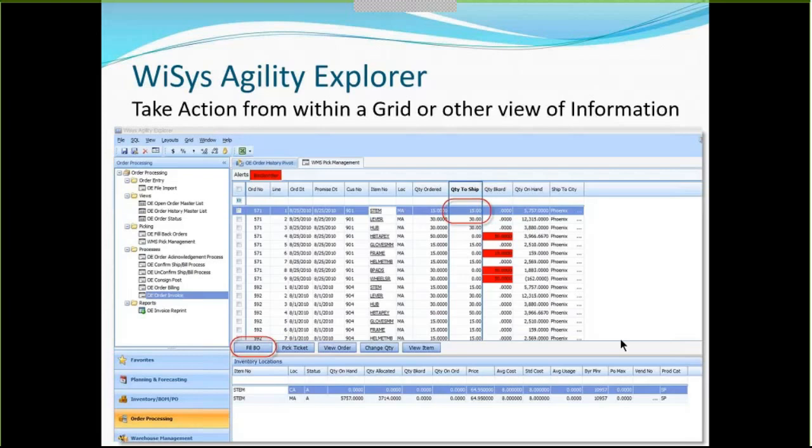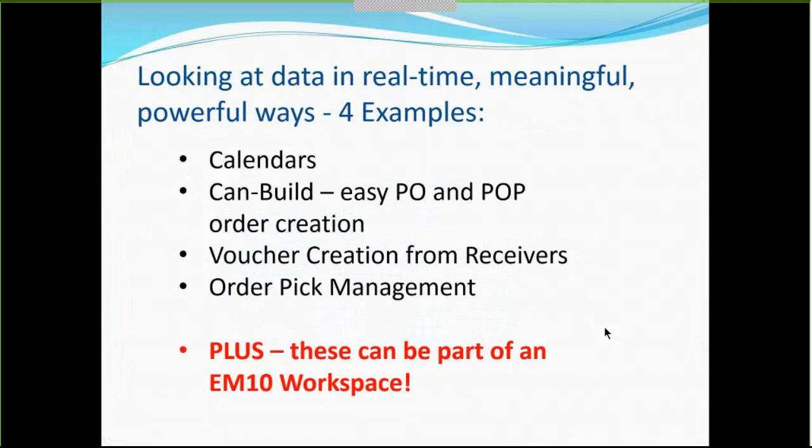This screen just basically gives you an idea of a fundamental function that we have, which is what we call a process grid that lets us perform action against the Macola database in a very flexible and fluid way. So that's what we're going to do today. We're going to look at data in real-time, meaningful, powerful ways. And we're going to use 4 typical supply chain type questions that we need to answer for you today. So everything that you look at today is within this Agility Explorer tool, and all of these different applications you see can be part of an M10 workspace.